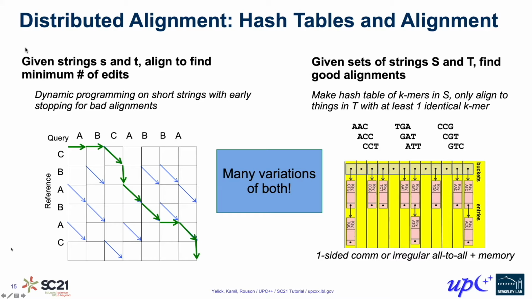I'll just comment here that these alignment problems, both the pairwise and the many-to-many scenario, occur in many different genomics applications. And they're in fact used multiple times in MetaHipMer and other exobiome applications.